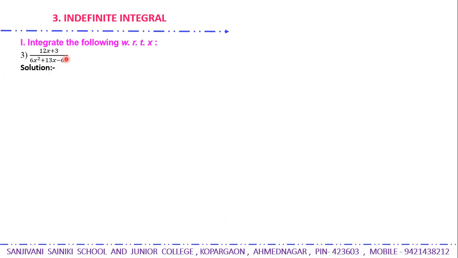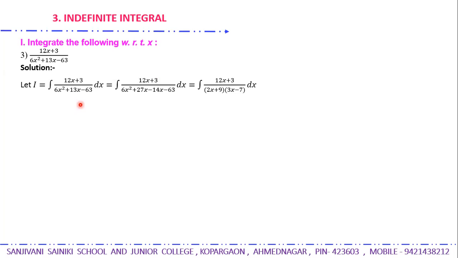Now (12x plus 3) upon (6x square plus 13x minus 63). This is our problem. The denominator doesn't contain any factors, so first of all we have to factorize the denominator. You will get the two factors, 2x plus 9 and 3x minus 7. Now we will use partial fractions for this integrand: a upon 2x plus 9 plus b upon 3x minus 7.